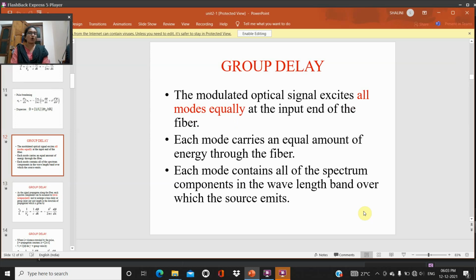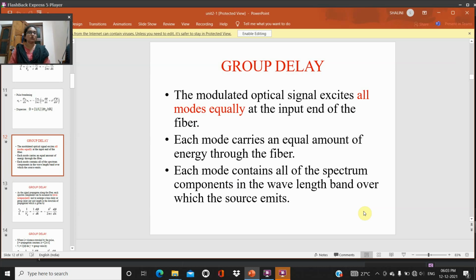The modulated optical signal excites all modes equally at the input end of the fiber. At the input end all the modes will be excited equally, but at the receiver end the pulses will be received individually, one after another. So each mode carries an equal amount of energy through the fiber. Each mode contains all the spectral components in the wavelength band over which the source emits.